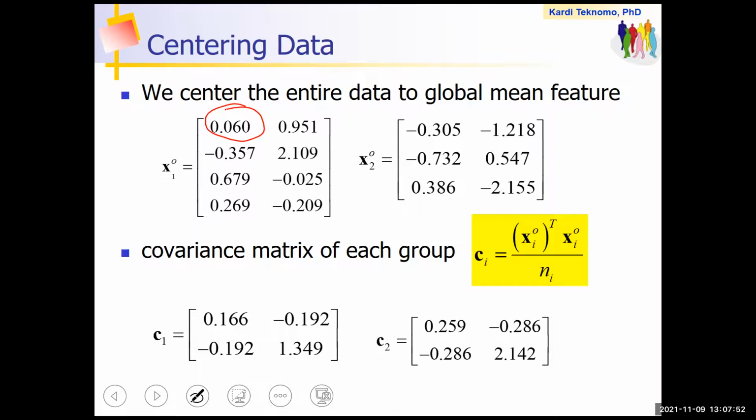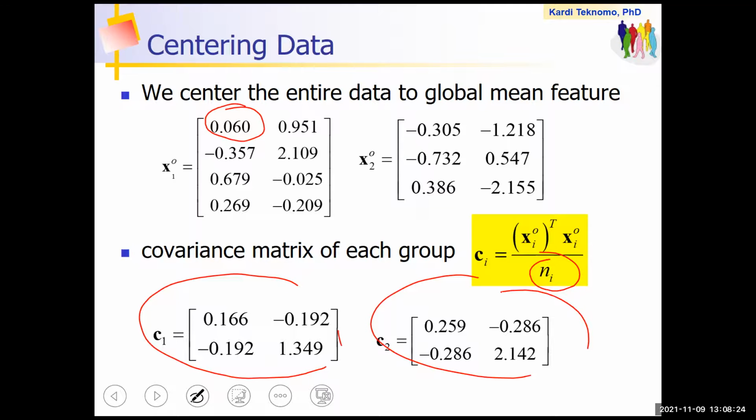From here, you can get the covariance matrix for each group. You remember the covariance matrix? We already did it several times. This is not the sample covariance, so that's why I put divided by N here. So you have X0 transpose times X0 for each group, group 1 and group 2. So you have 2 covariance matrices.